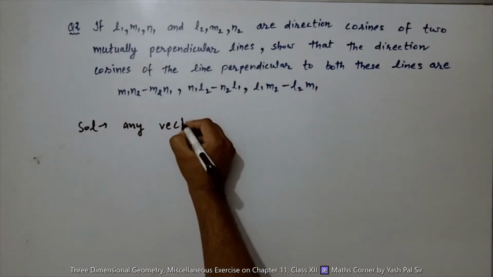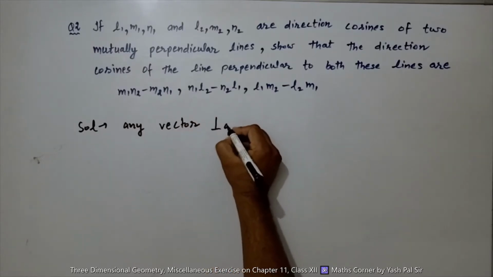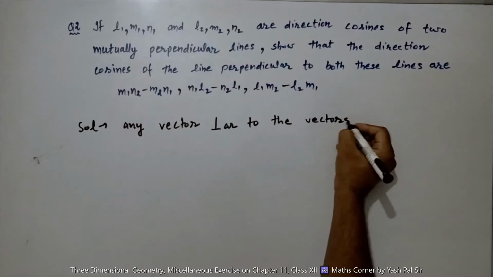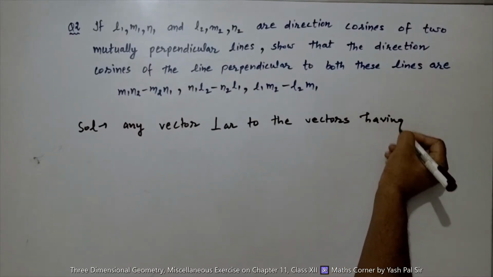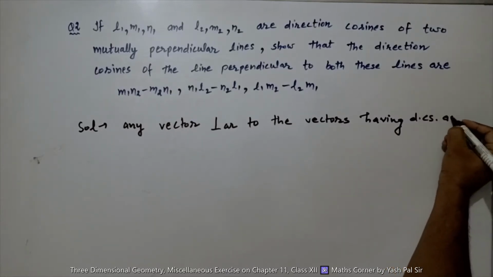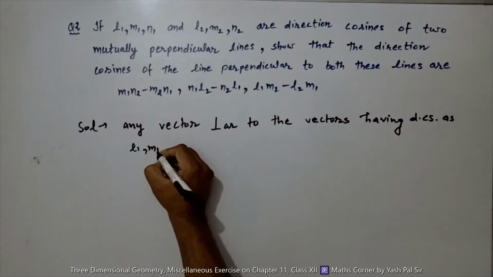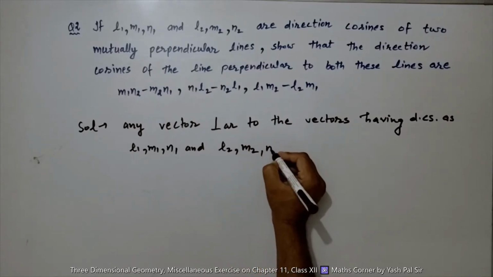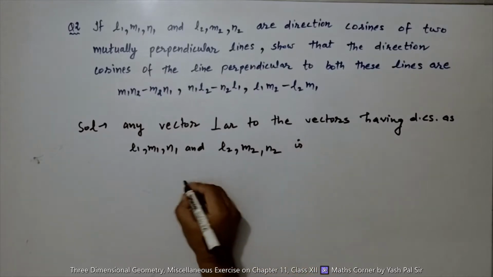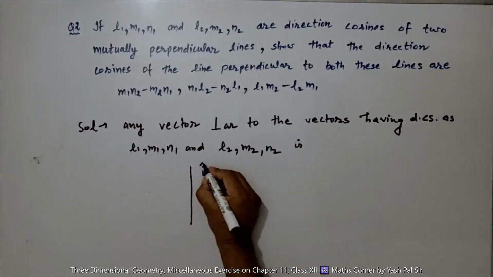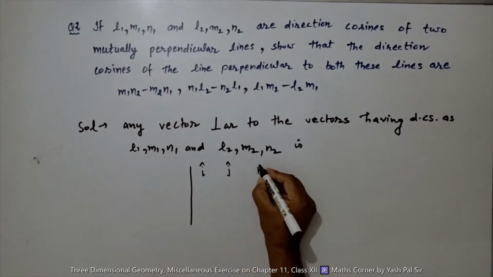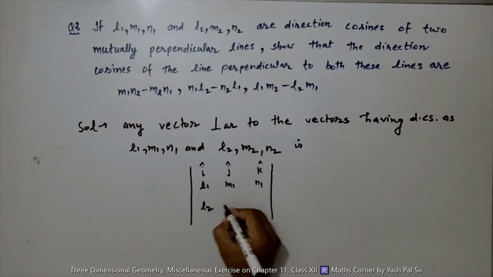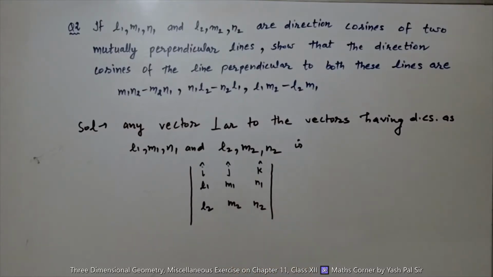Just how we can say, any vector perpendicular to the vectors having direction cosines l1, m1, n1 and l2, m2, n2, that vector is the determinant of i, j, k; here we write l1, m1, n1, l2, m2, n2. Just we solve now.